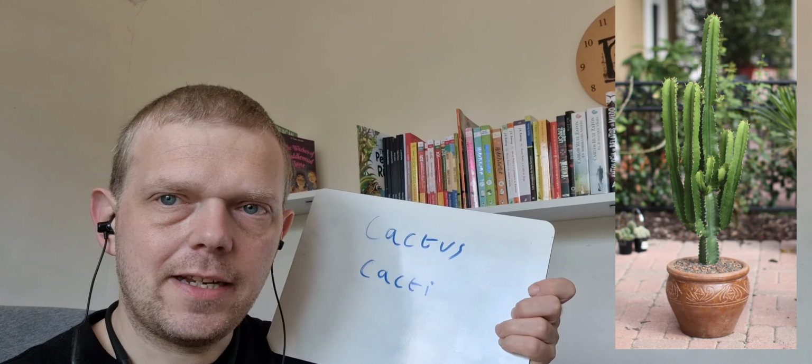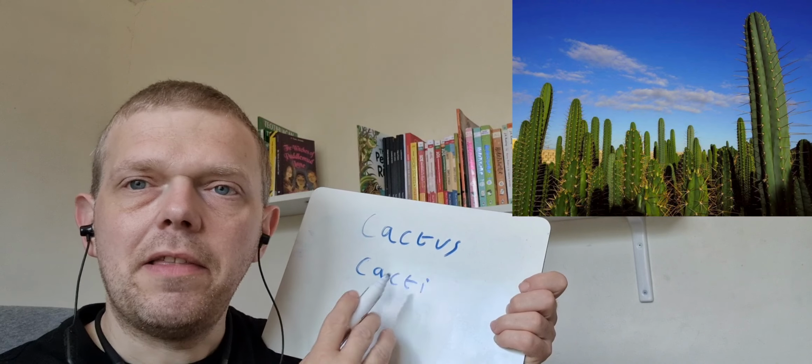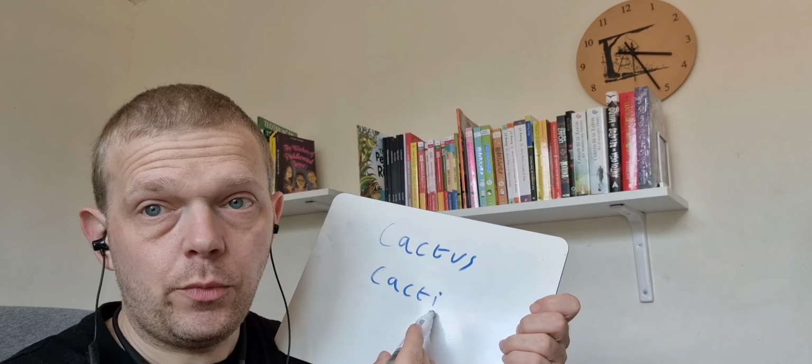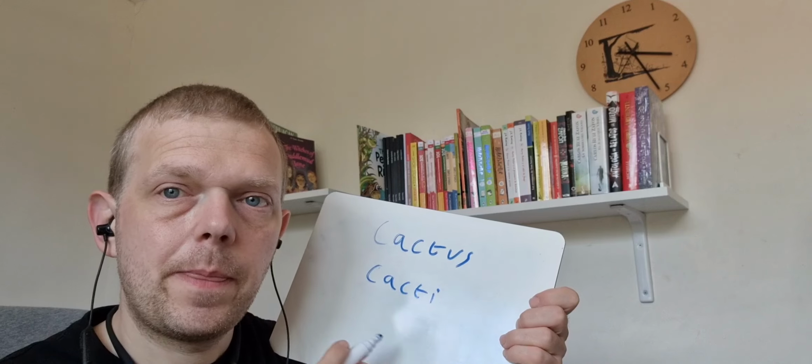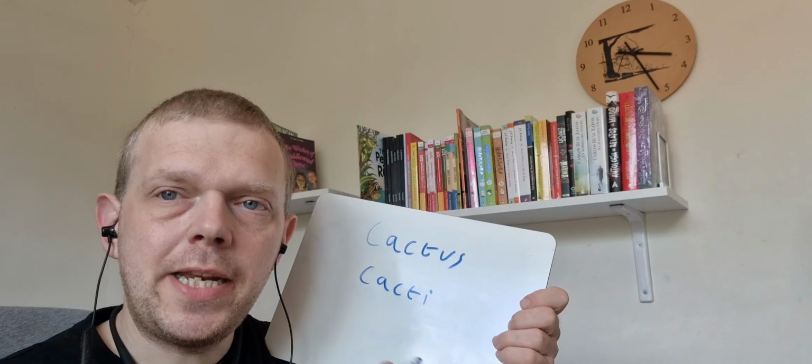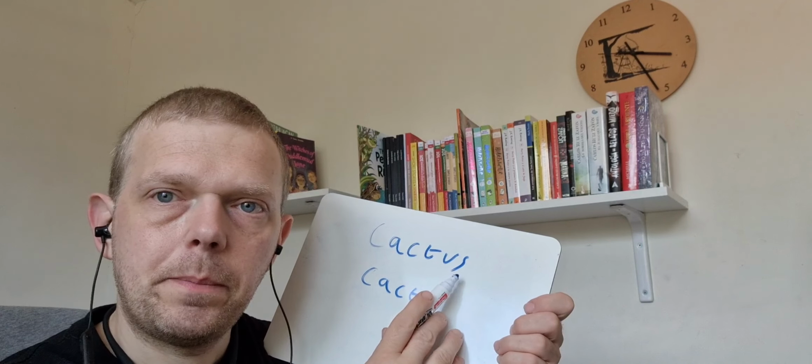And for the irregular plurals, it often depends on which language we've taken them from. So for example, the plural of cactus is cacti. This comes from Latin. The plurals in Latin end with I. Cactus is singular, cacti is plural. And this is the same for many words that end with US, but only those words that come from Latin.